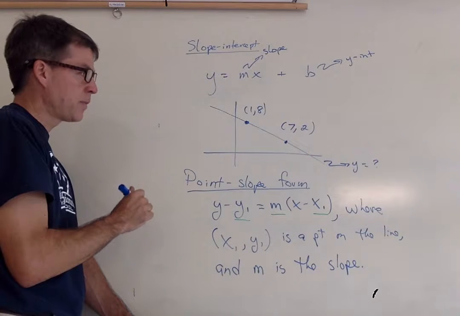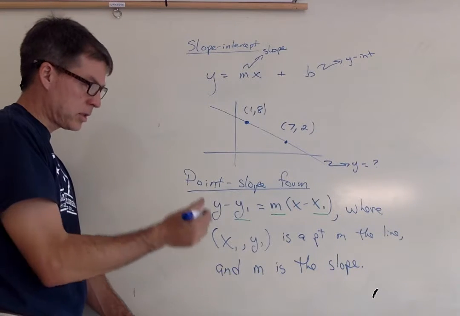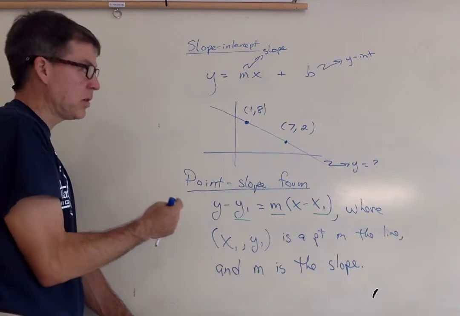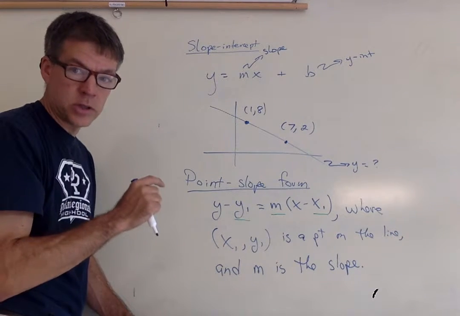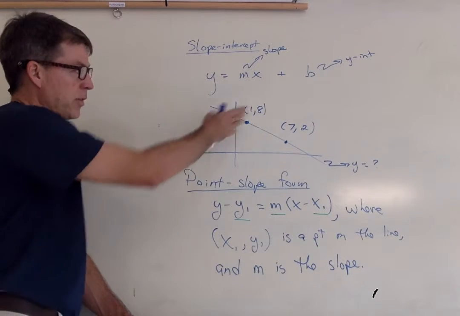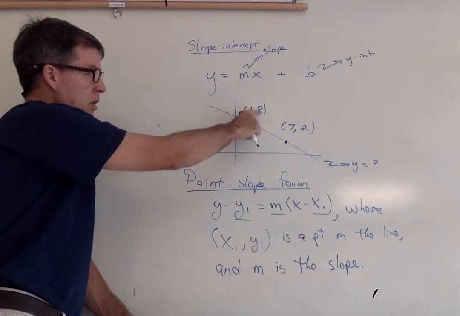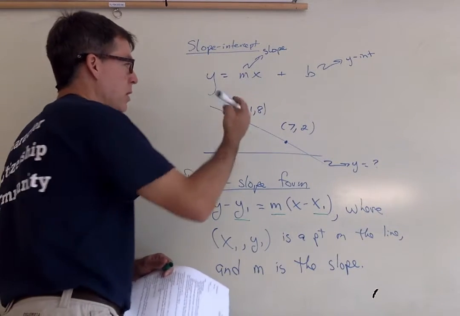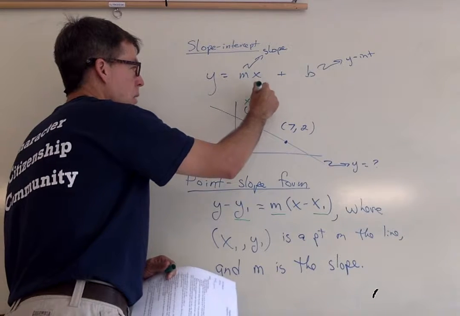So if I need to find 3 slots here, well, I've got 2 points. I only need 1 point, so it doesn't matter which point you choose. You're going to get the same answer regardless. So let's just pick the very first one here. So here's a 1 and an 8. So I'm going to have that be my x1 and my y1.